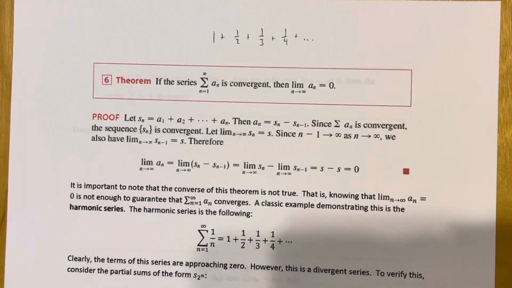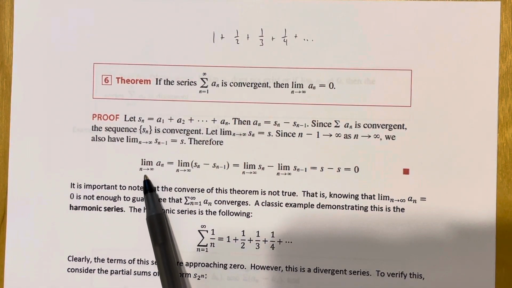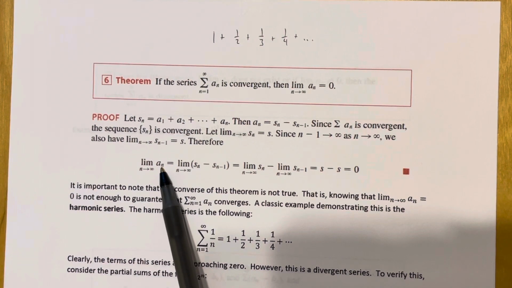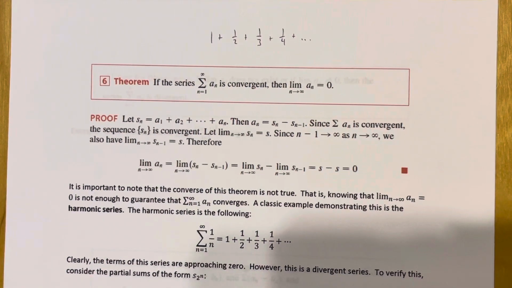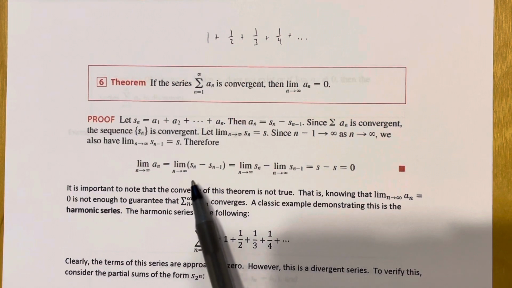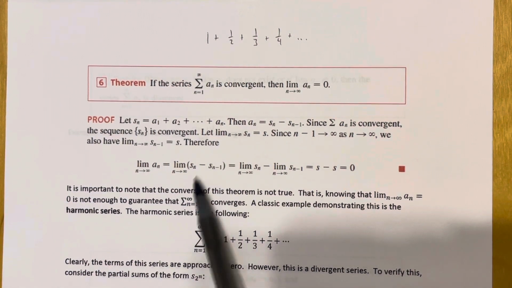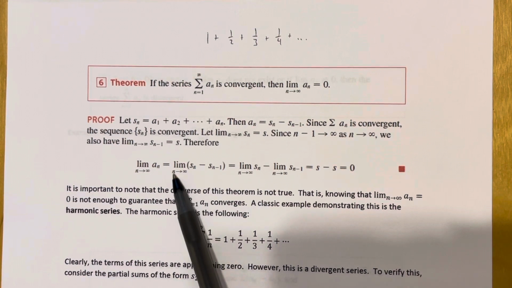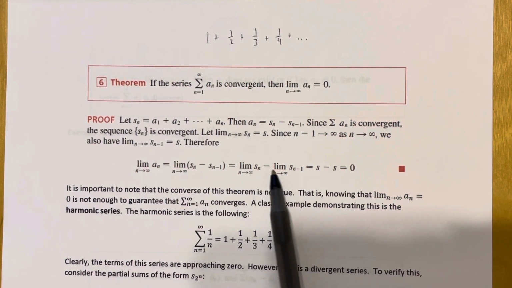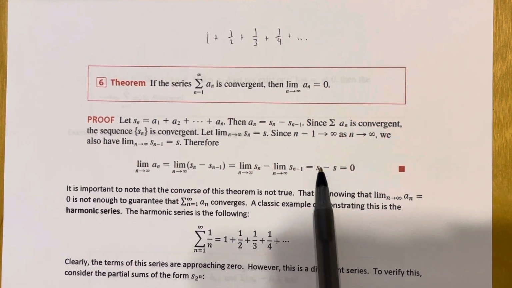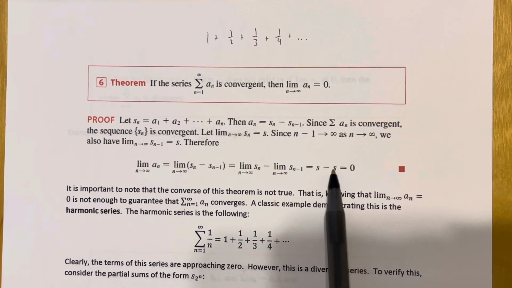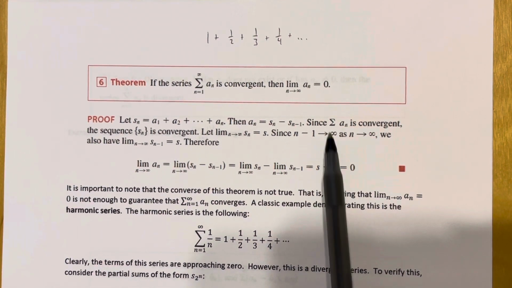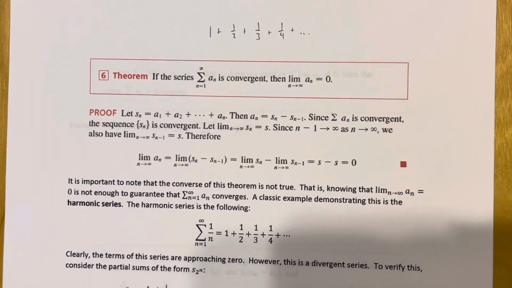And so if I take the limit as n goes to infinity of a sub n, remember this is going to be the limit of my sequence of terms in my series, that a sub n, like we said up here, is the same thing as Sn minus Sn minus 1. I can distribute the limit to both parts, but both of these limits are going to go to s, so that their difference is s minus s, or 0, and that's the thing that we were trying to prove there.